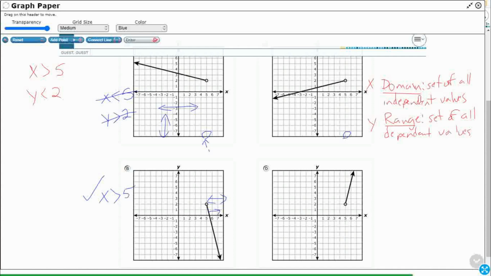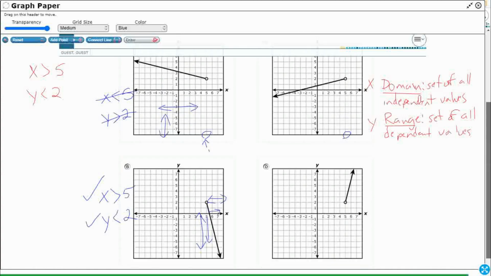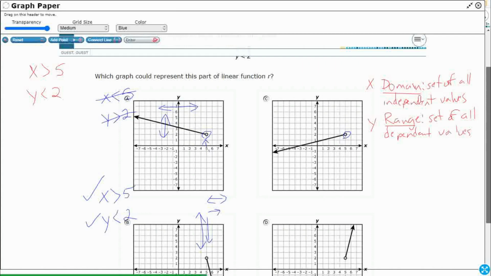And then let's look up and down right here. When we're looking up and down, we see that our y, here's our 2, and then it's going down. It's going less than 2. So B looks good. I've got 2 correct values. Let's double check to make sure this doesn't work on C and on D.